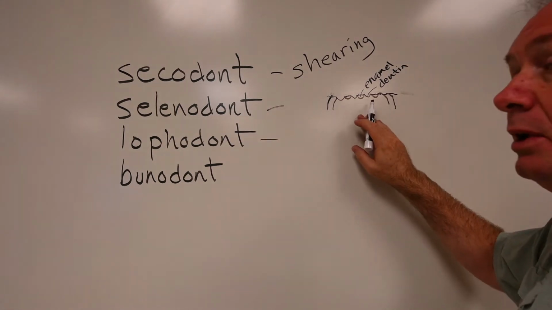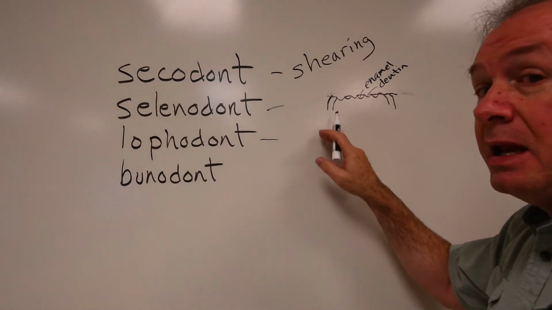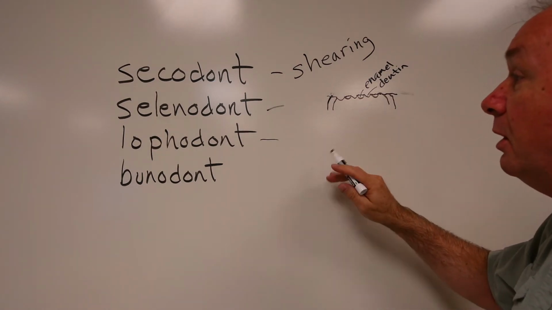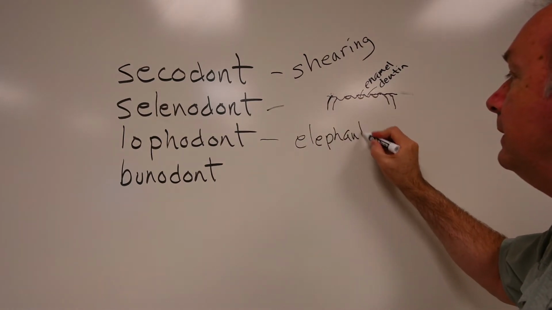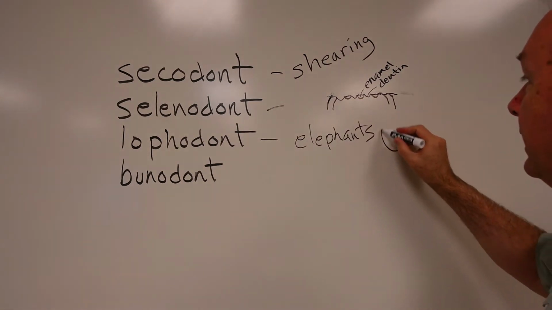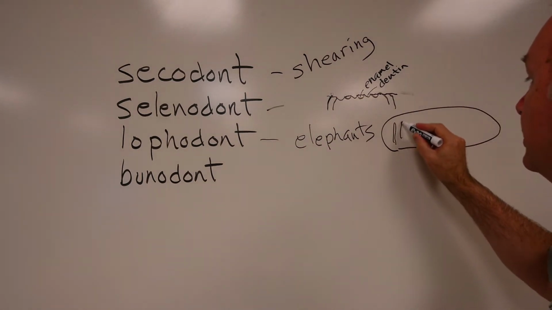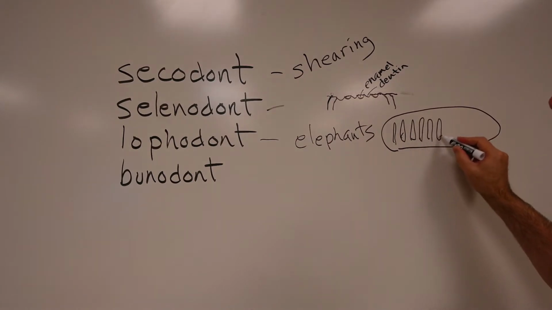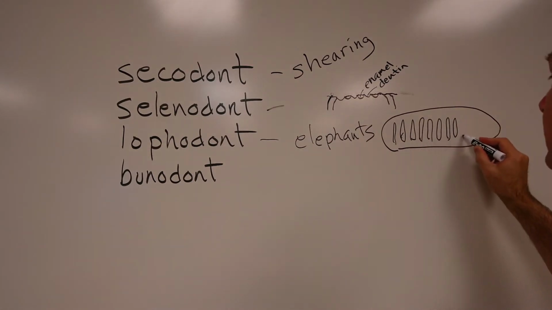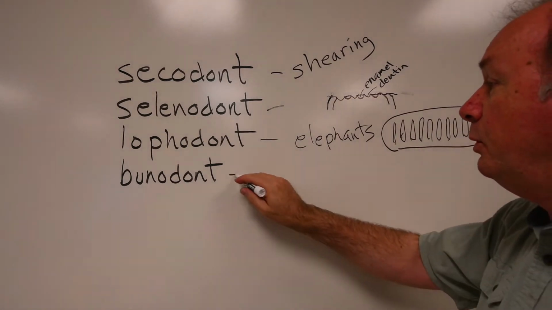Lophodont is a very similar kind of tooth to a solenodont tooth in terms of having the enamel and dentin exposed on the surface, but this is in elephants. And it's a very long tooth with lots of ridges along its length. So that's the lophodont type tooth.